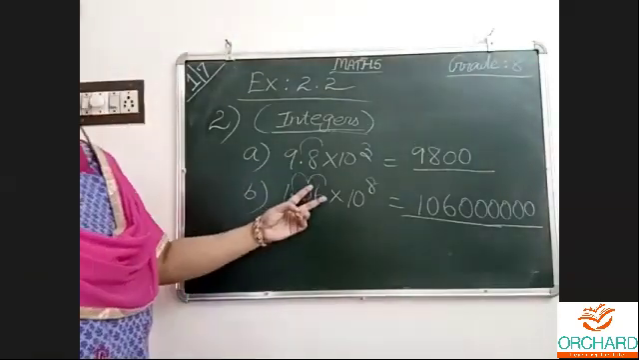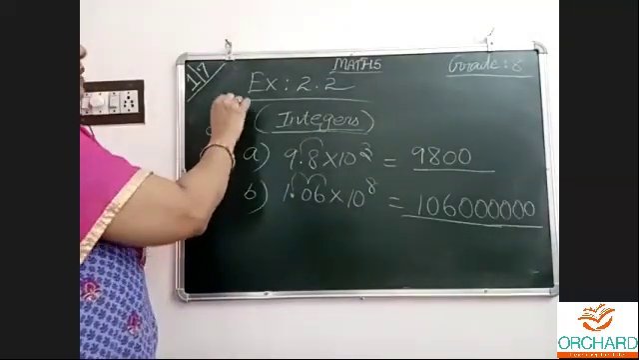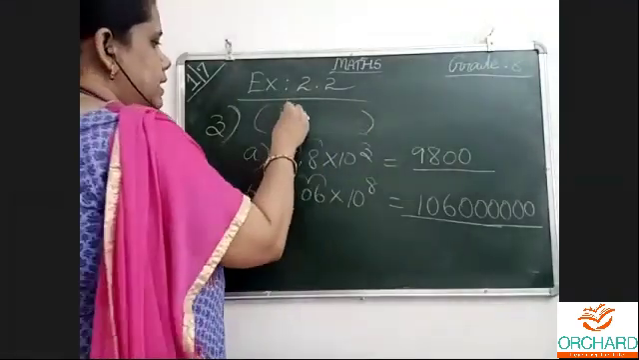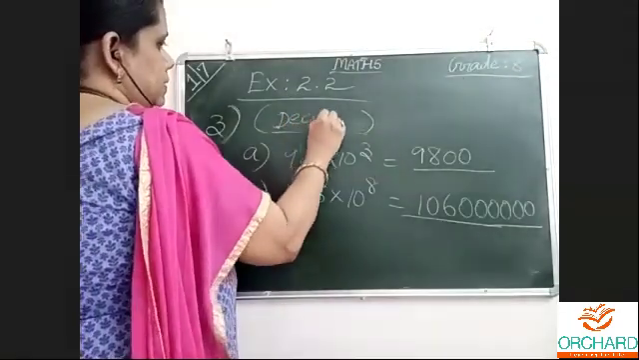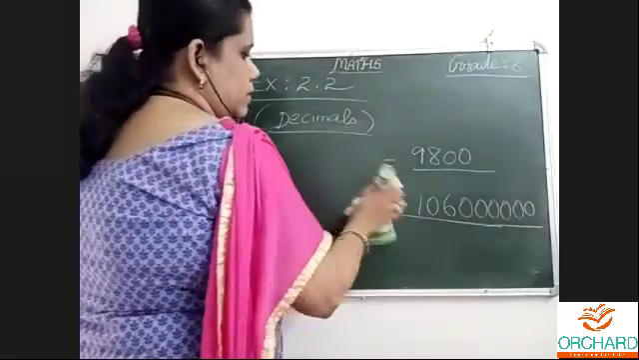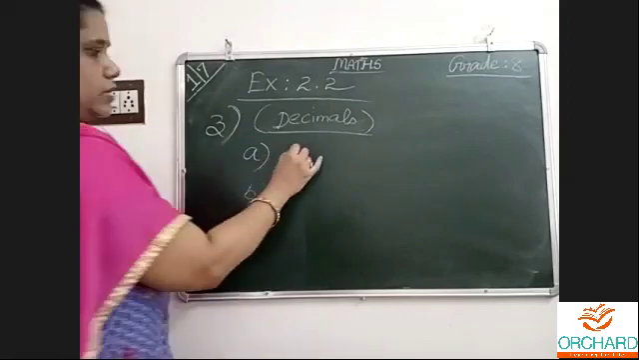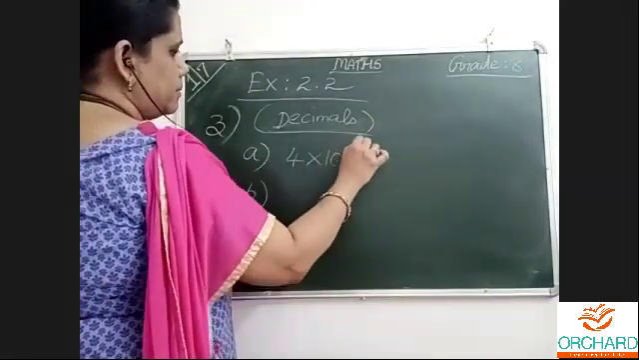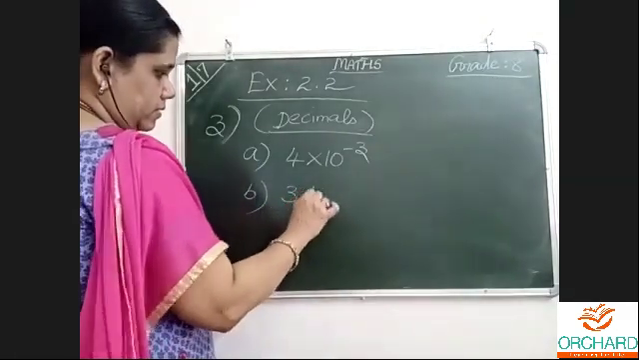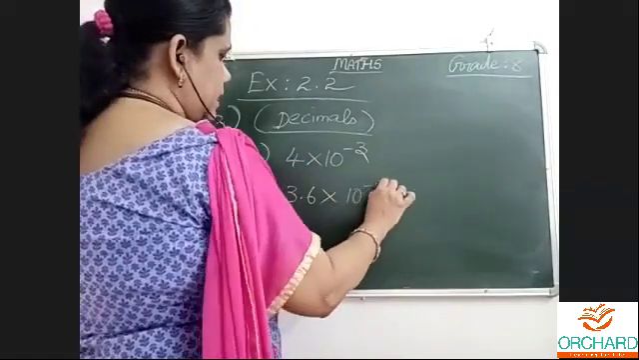Next, both two sums only, both we completed. Now, question number 3, last question of our exercise. Express as decimal. Deci means point. Now, we have to write the number with the point. 4 into 10 power minus 3. You might have forgotten, last year we had this. 3.6 into 10 power minus 5.